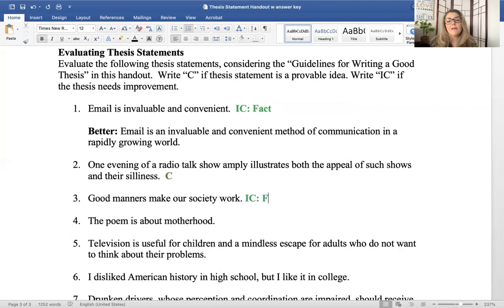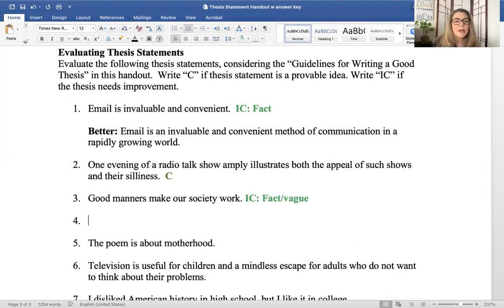And I guess that could be fact plus vague, because if you think about it, I think most people would agree that good manners work well. People are with good manners. I mean, you have to have good manners to get along with people. Okay. But still, it's kind of a fact, vague. Well, why? So let's go ahead and change that.